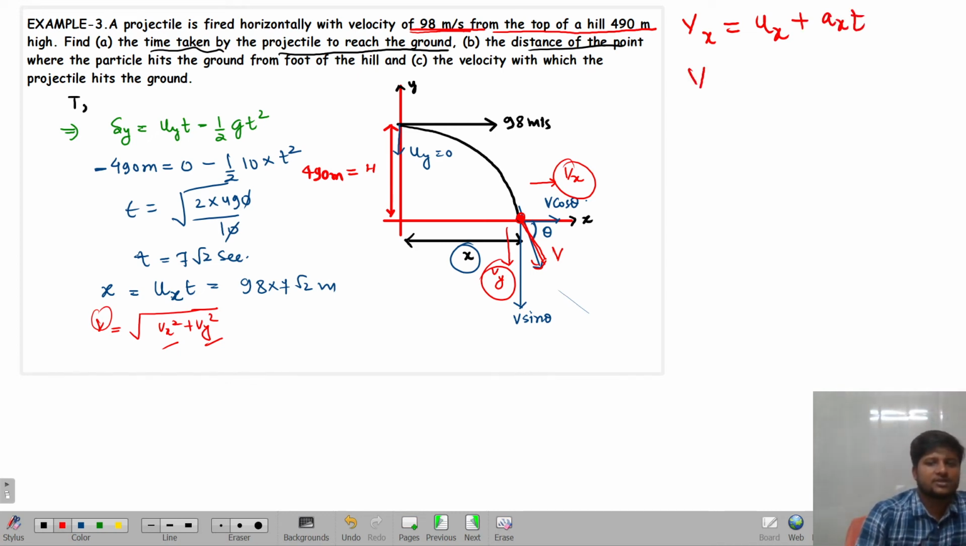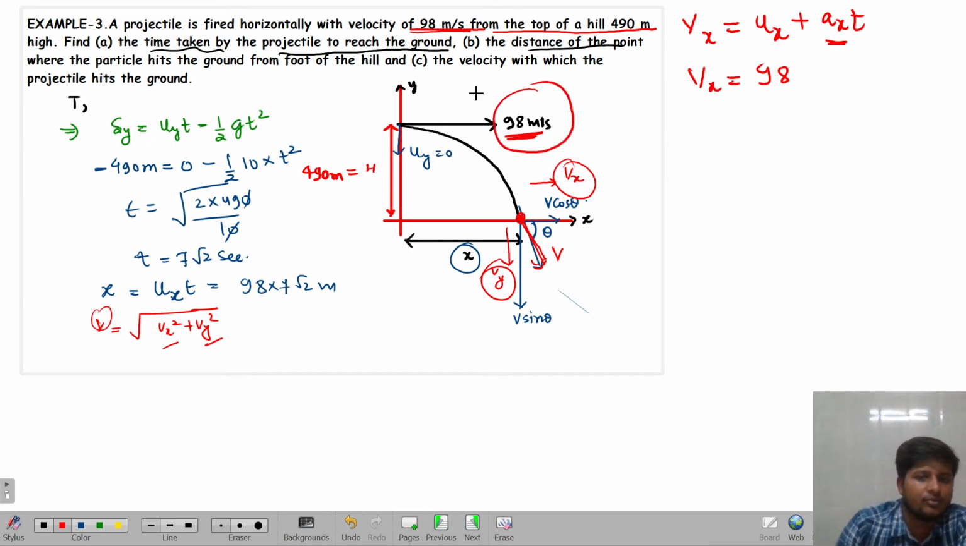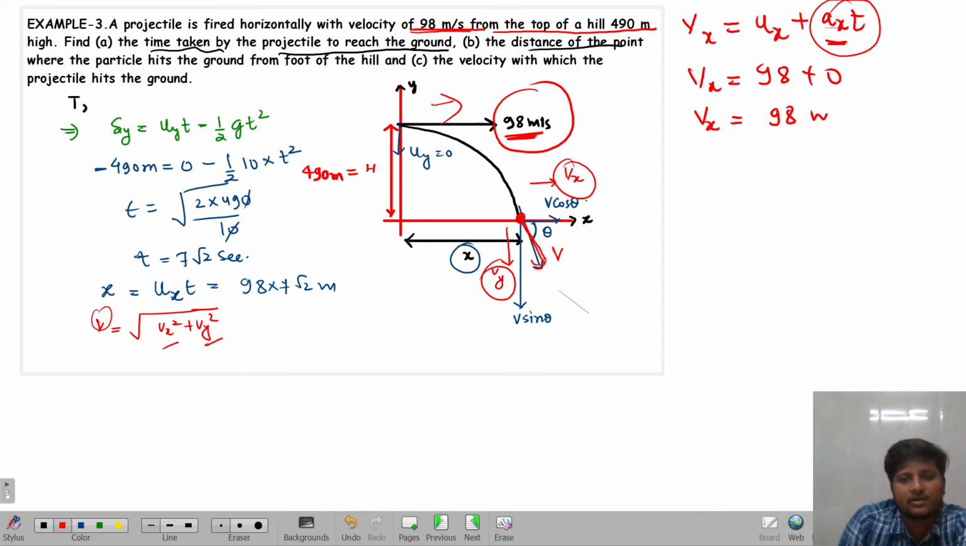Now, final velocity in the x direction, that is equal to what? Initial velocity along x direction is how much? 98 meter per second. The point is, there is no acceleration along horizontal direction. Is there any kind of acceleration along horizontal direction? No, because there is no engine or force along the horizontal direction. So this component becomes how much? 0. Therefore, final velocity along the horizontal still remains the same, that is equal to 98 meter per second.